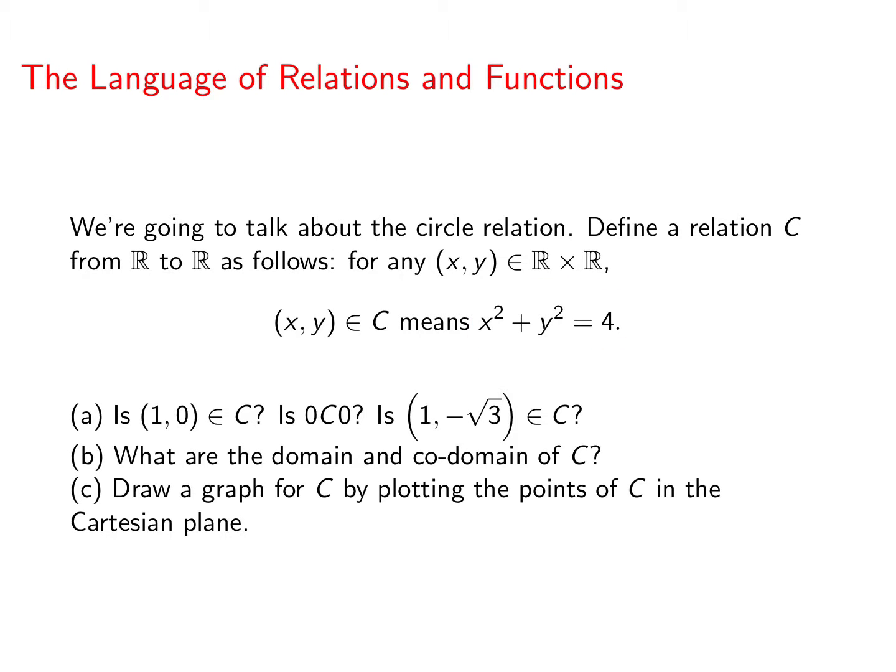All right, so here are some questions that I'd like to ask. Is 1 comma 0 an element of C? Is 0 related to 0? Is 1 comma negative square root of 3 an element of C? And then what are the domain and codomain of C? And instead of drawing an arrow diagram, this time we'll draw a graph of the relation. We'll plot points in the Cartesian plane.